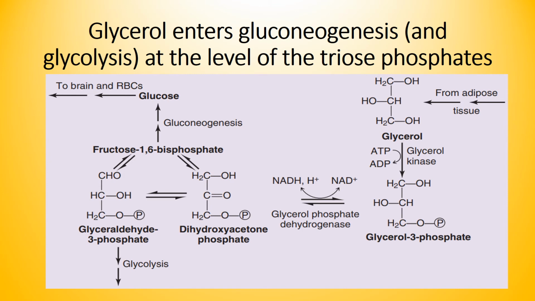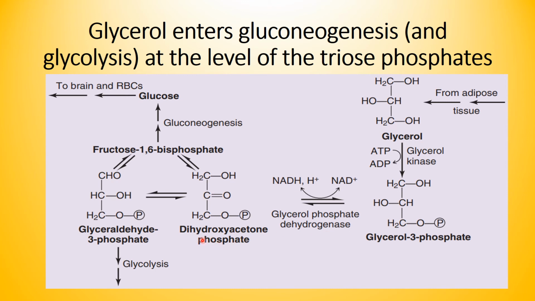Glycerol enters gluconeogenesis, and also glycolysis, at the level of triose phosphate. Now if you look at the glycerol molecule, it is converted into glycerol 3-phosphate through glycerol kinase. Where is this glycerol coming from? It is coming from the adipose tissues. During lipolysis, there is a formation of glycerol and free fatty acids. So glycerol, with the help of glycerol kinase, is converted into glycerol 3-phosphate. This reaction requires energy.